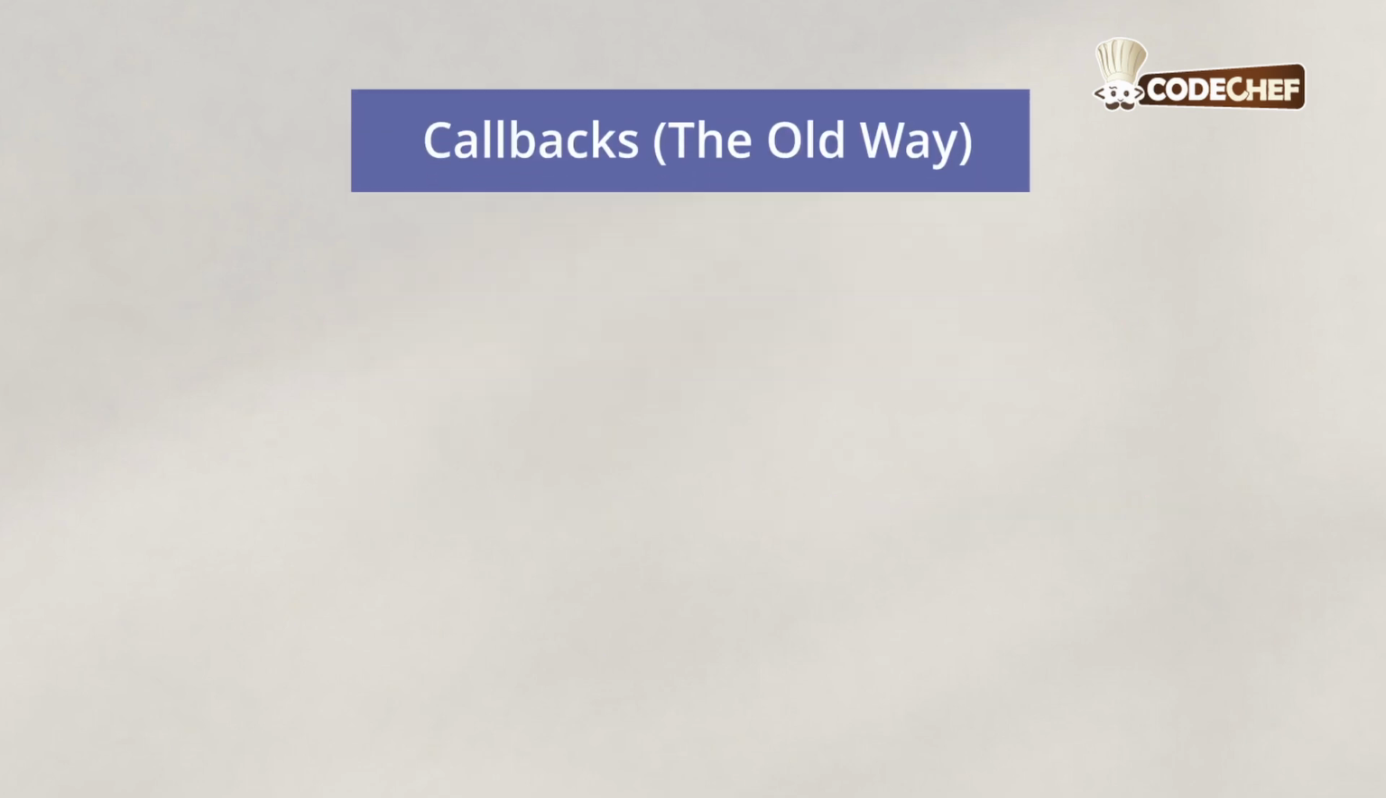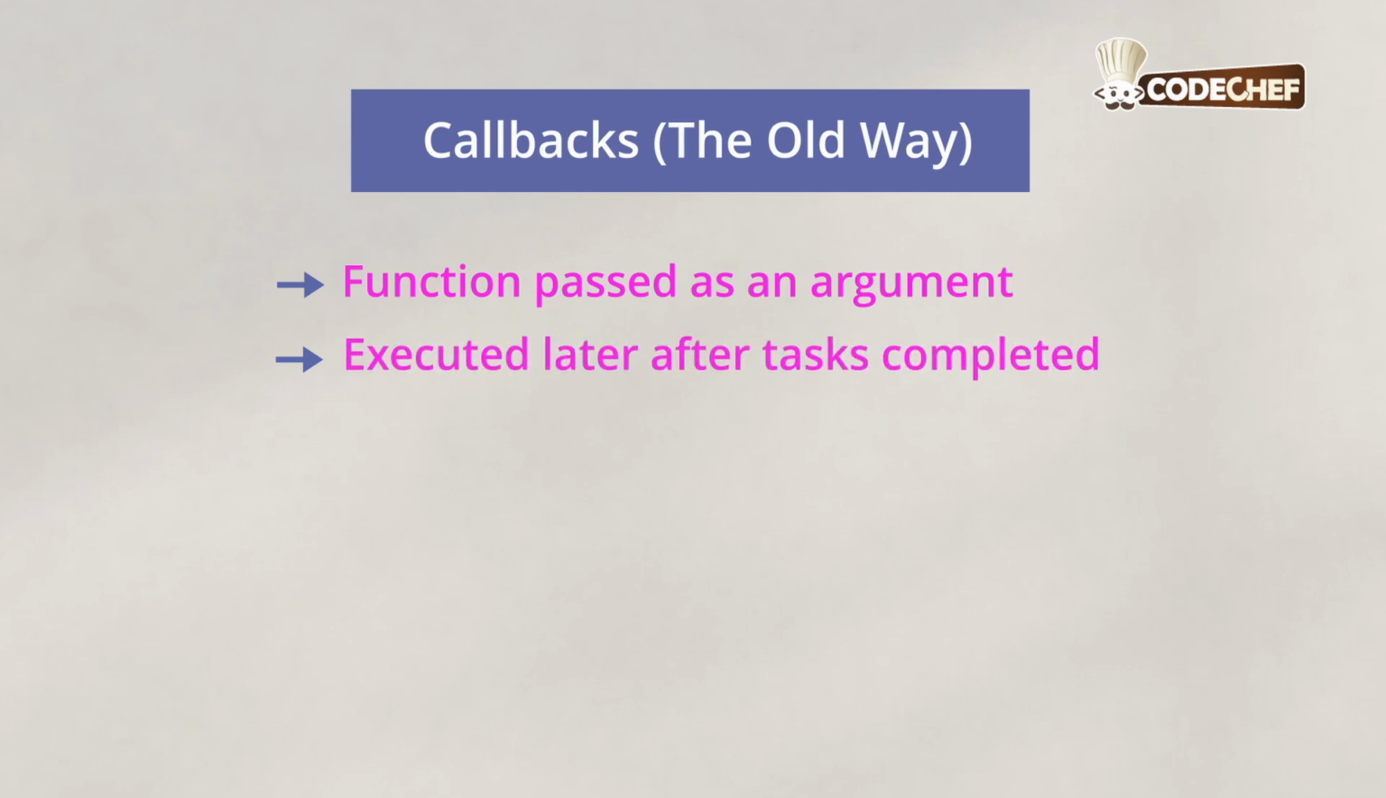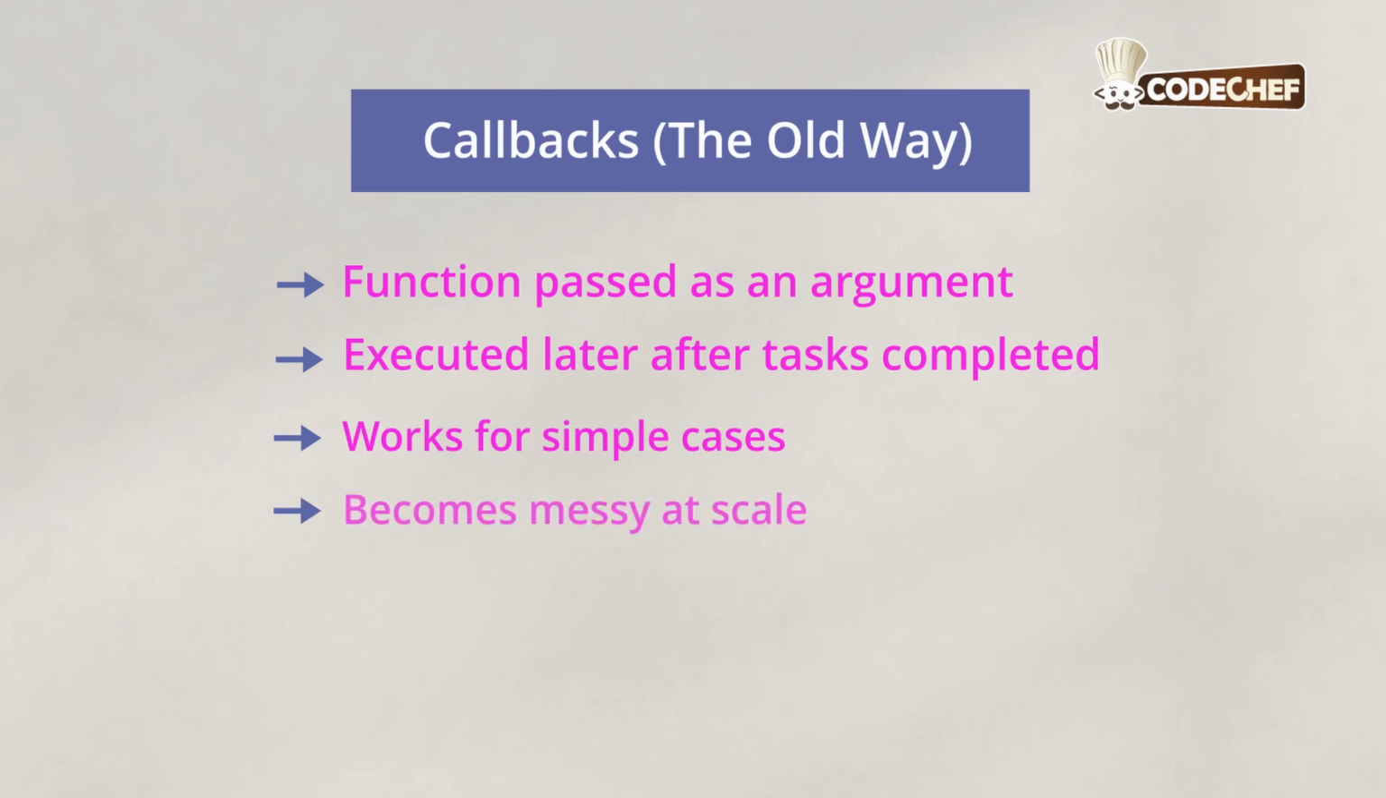So let us look at callbacks now. The earliest way JavaScript handled asynchronous tasks was using callbacks. A callback is simply a function passed to another function. JavaScript calls this function later after the task is done. This works but becomes difficult to manage as code grows.